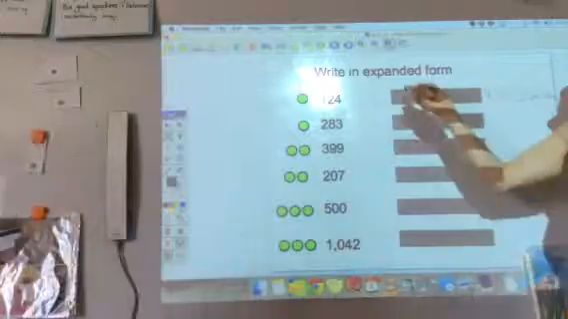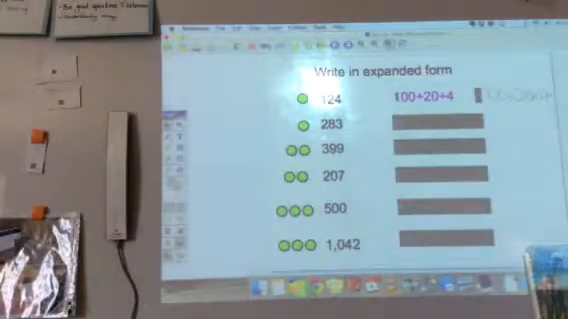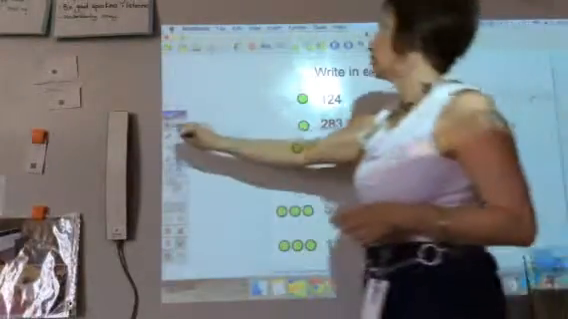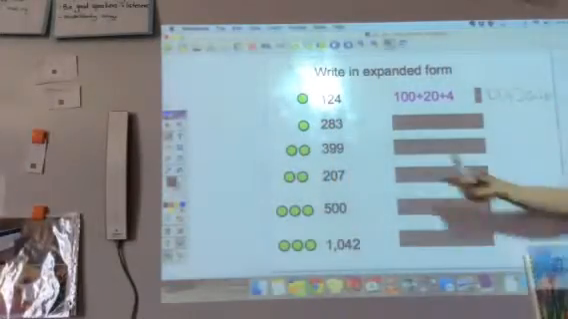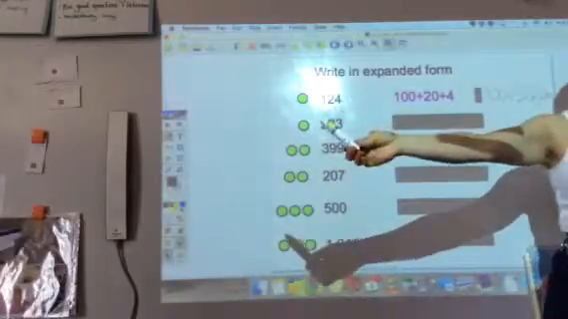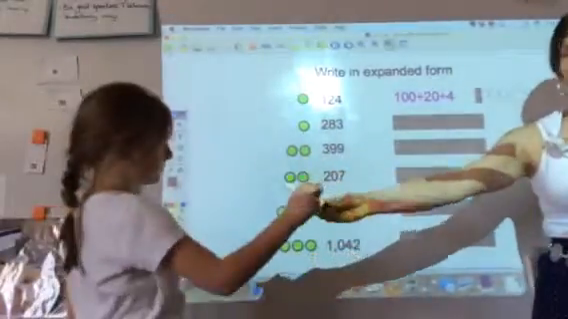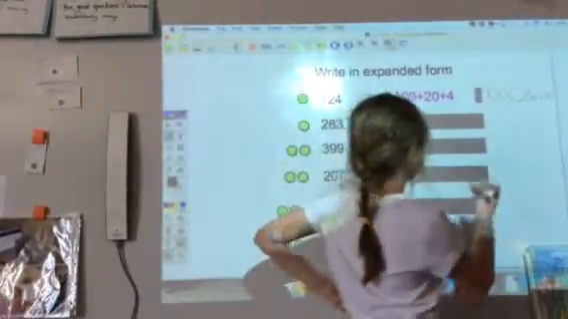So we're going to see if she's right. Ready? 100 plus 20 plus 4 equals 124. Okay, next one. Come right up. We have 283. You all have expanded form by now, but this is a good way for us to check.